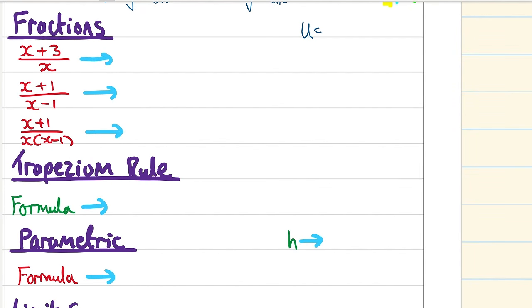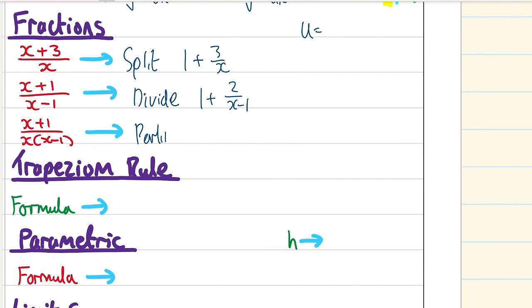If I have a fraction, the first thing I do is check to see if the denominator differentiates to the numerator. If it's not, then in this instance I can split up the fraction, and I could do that by x divided by x is 1, and 3 divided by x is 3 over x. Or I can use polynomial division, and in this case I would get 1 plus 2 over x minus 1 after my division. Or I could use partial fractions. If the denominator is two functions multiplied together, that will give me minus 1 over x plus 2 over x minus 1 when I do that.